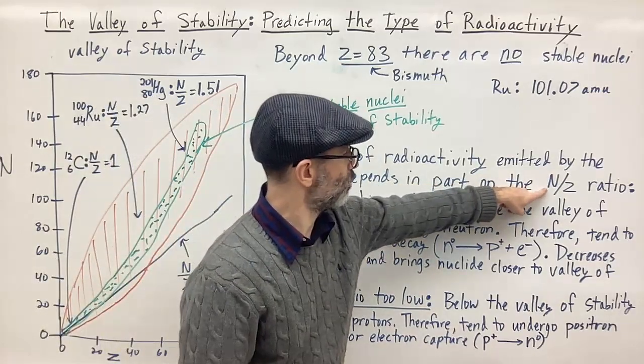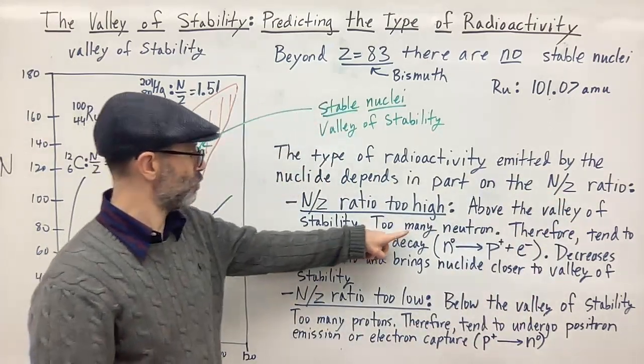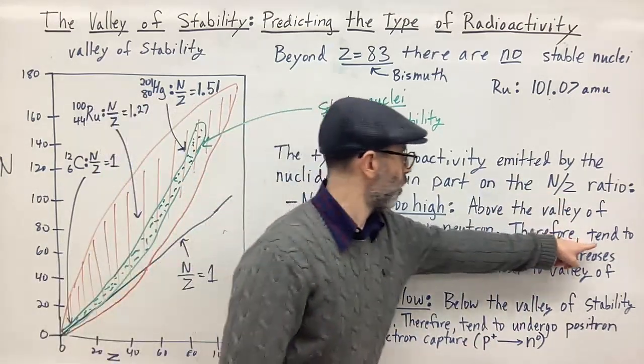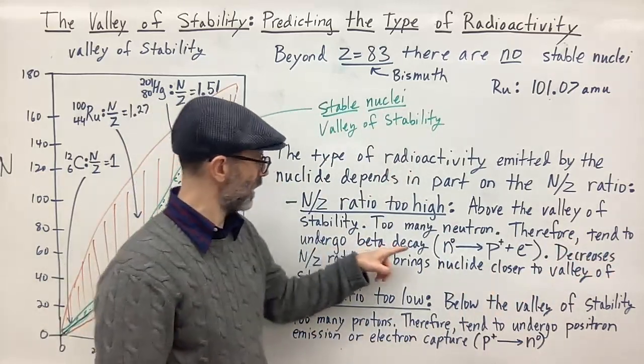Decreasing the number of neutrons and increasing the number of protons. So that means that you have too many neutrons. Therefore, it has a tendency to undergo beta decay. What does beta decay do?